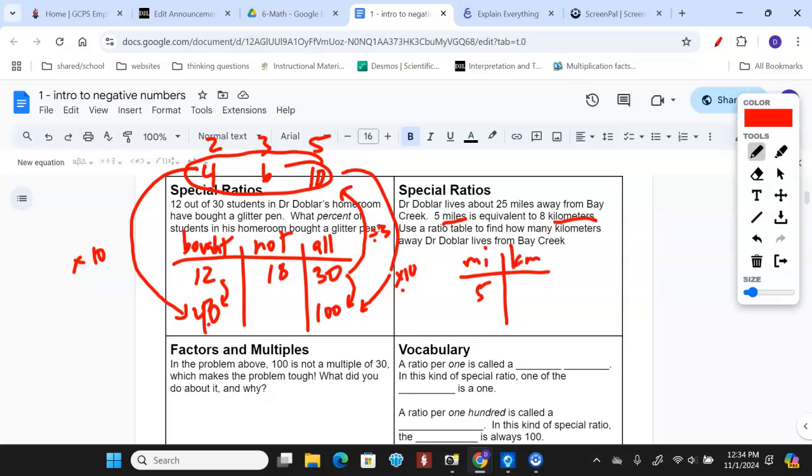5 miles is equivalent to 8 kilometers. I live 25 miles away. Now I'm ready to go. I could build my way up to 25, or I could multiply my way up to 25. Either way, times 5, times 5. I live about 40 kilometers away from the school.